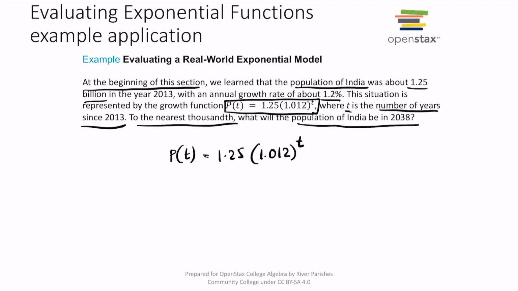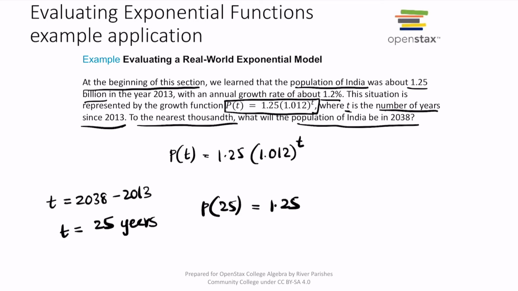Notice that we have to find t. Here t is 2038 minus 2013, which is 25. So we are finding for 25 years. P of 25 becomes 1.25 times 1.012 to the power 25. You can just use a calculator and calculate the exact value.